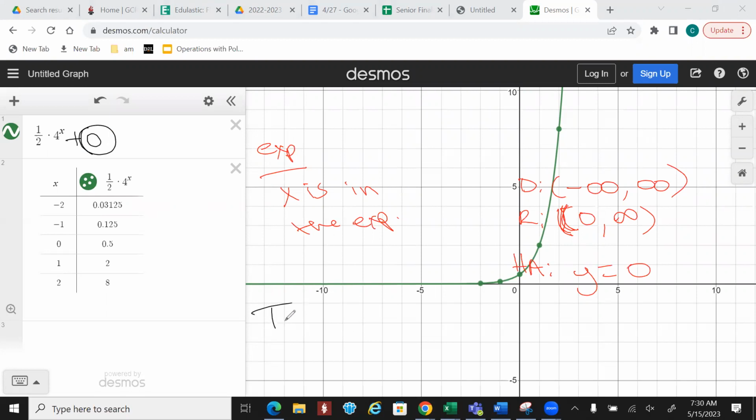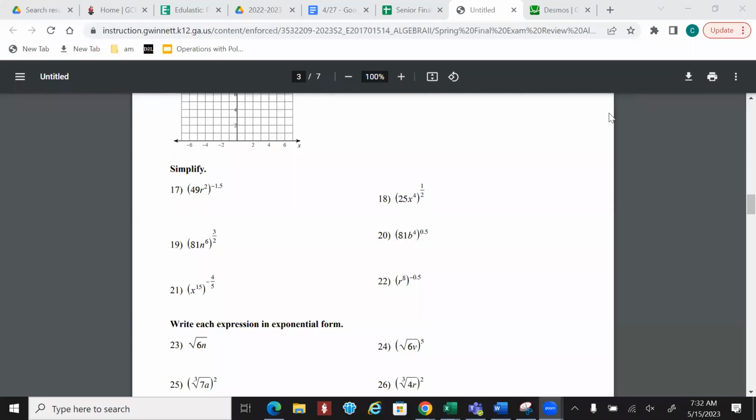Are there any transformations that are happening to this guy? Well, if we compare 1/2 times 4 to the x with 4 to the x, what's the difference between these two? That 1/2. Well, 1/2 is going to shrink our graph. It's going to compress it a little bit more. So this is knowing your exponent rules, okay? Yes, knowing them is a good thing, but also you need to know how to use them.